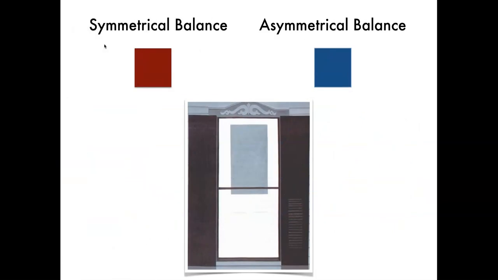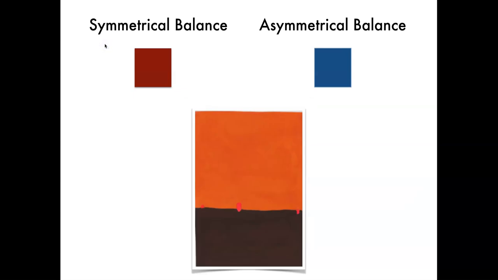So let's review which one is symmetrical and which is asymmetrical. Obviously, this one would be symmetrical. Notice that you have a couple of those horizontal lines on the right-hand side. However, this is pretty identical, so it would still be considered symmetrical.